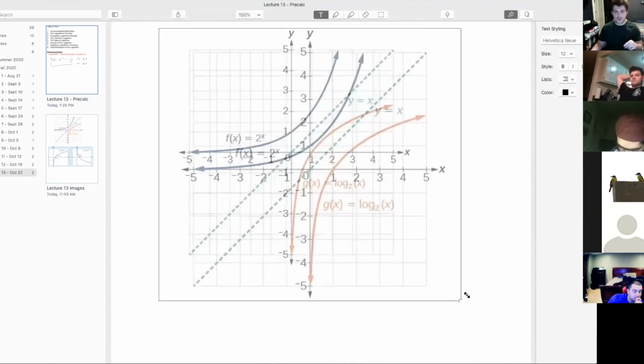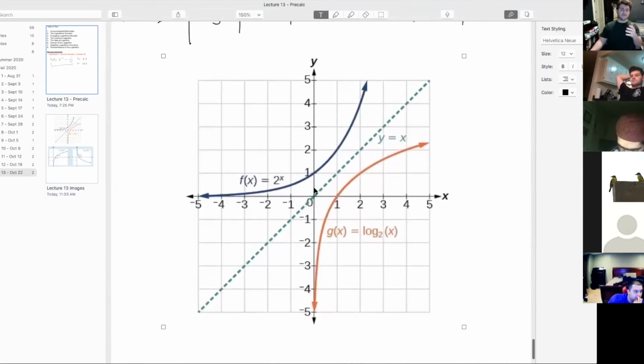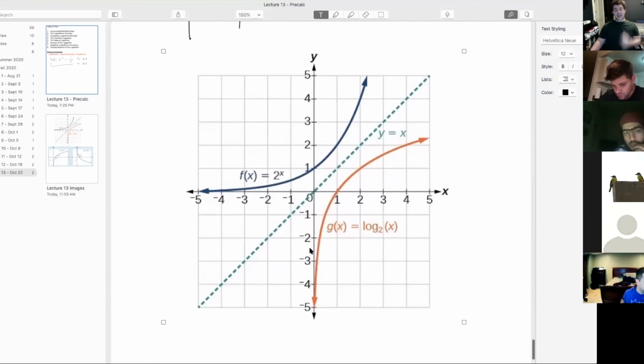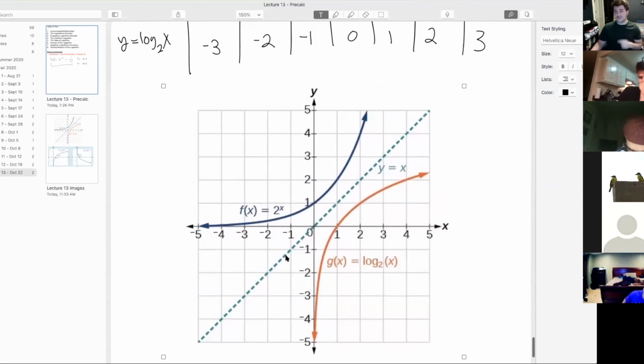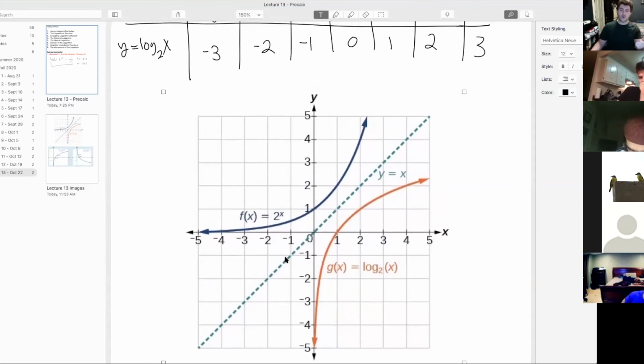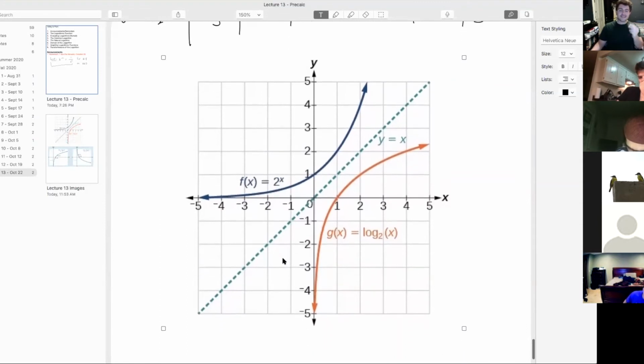Actually, I have the graphs of both functions. I have the 2 to the x graph, that's the blue one, and then I have this orange graph, that's the log base 2 of x graph. You may be asking yourself, why is there a dotted line of y equals x? Well, graphically, to get the graph of an inverse function, you need to reflect over the line y equals x. You reflect the graph of the function over the line y equals x, and that will give you the graph of the inverse function. That's why that's there.